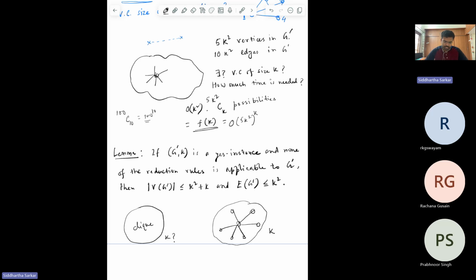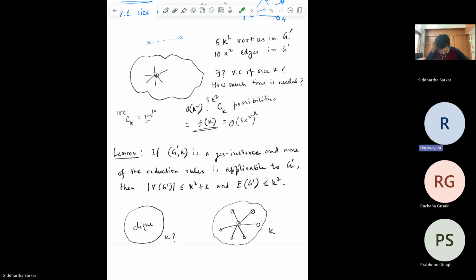So the lemma says that if the graph is an yes instance and admits a vertex cover of size k or less, then after applying these two reduction rules exhaustively, you will end up with a very small graph. You will end up with a graph whose size is only so much. So I have to say something here at this point.